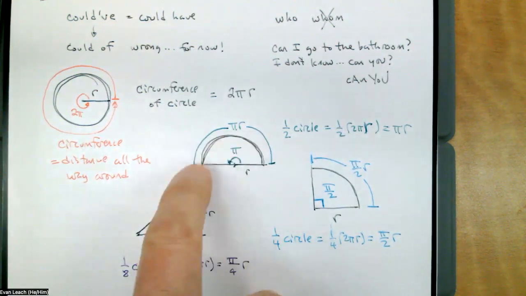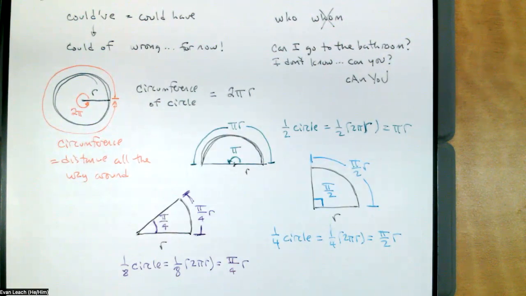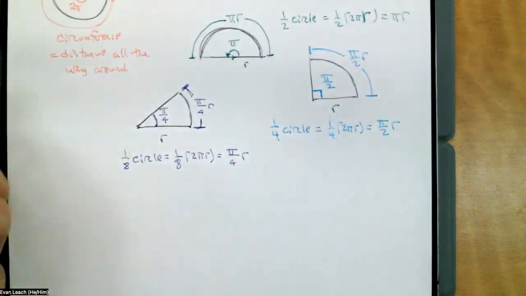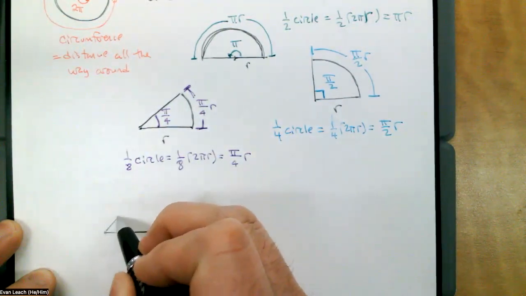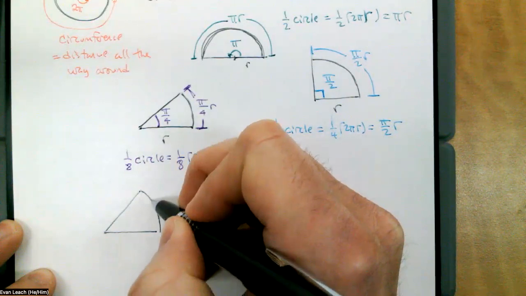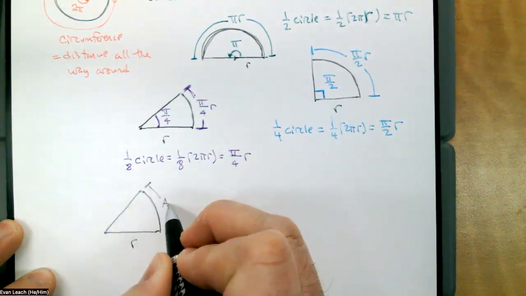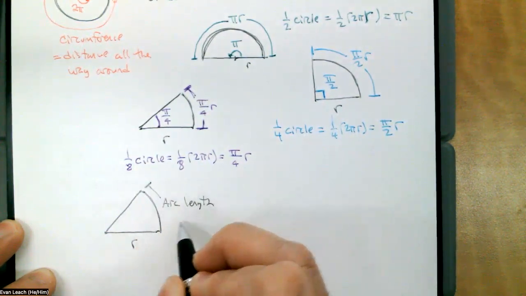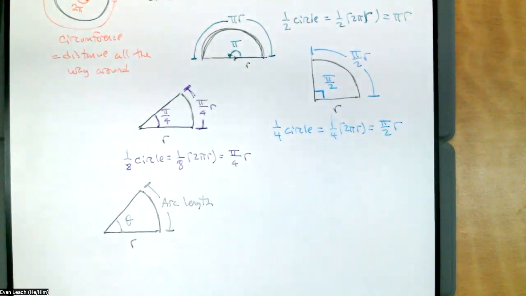For our semicircle, we take our angle, pi, and multiply by r, the radius. We just take the angle and multiply by the radius. So if I have some rando arc, if I cut an angle of theta out of a circle of radius r, my arc length would just be theta in radians times r.